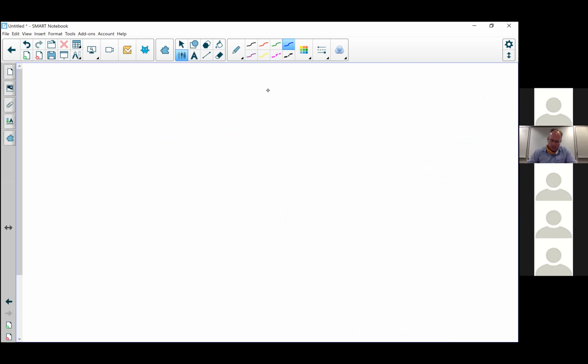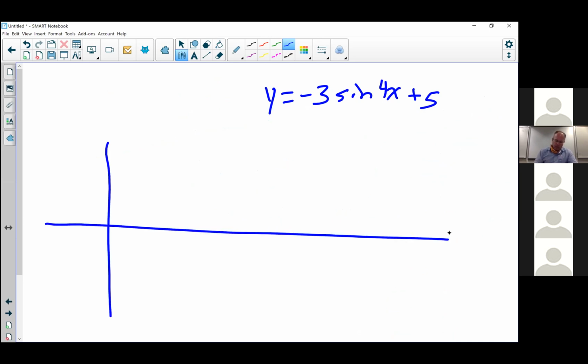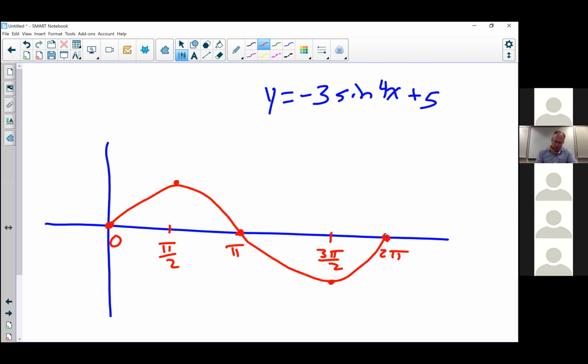Let's say I had y equals -3 sine of 4x plus 5. Okay, so this is doing an awful lot. This is how, if you could do it this way, you can nail it every time. My parent function looks like this. So this is 0. This is pi halves. This is pi. This is 3 pi over 2. This is 2 pi. Right now, this is a max, and this is a min.